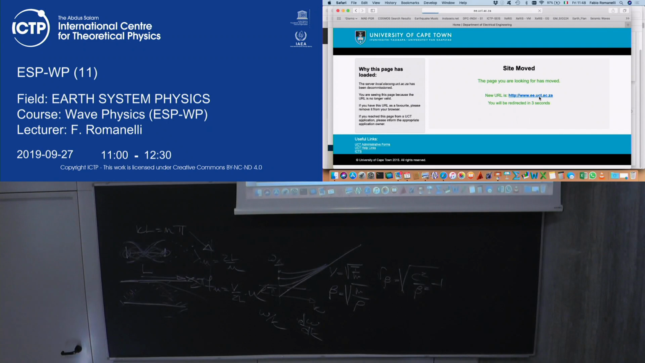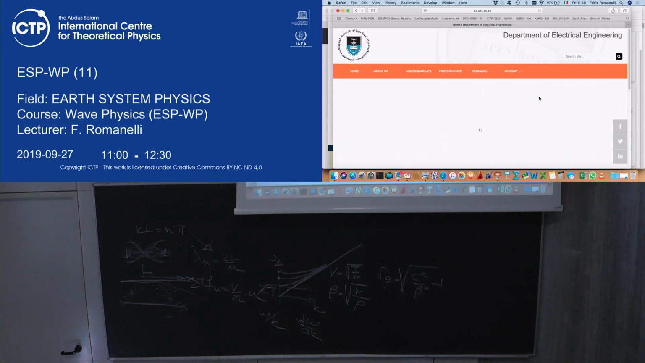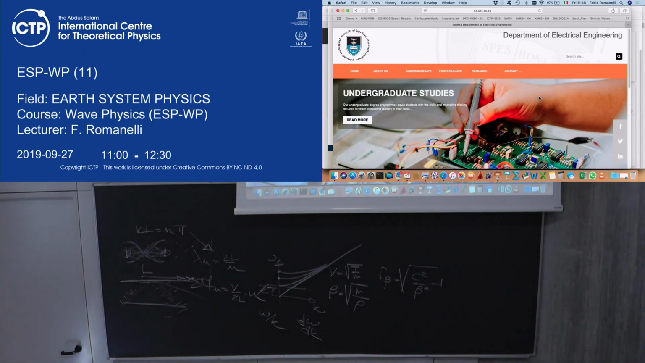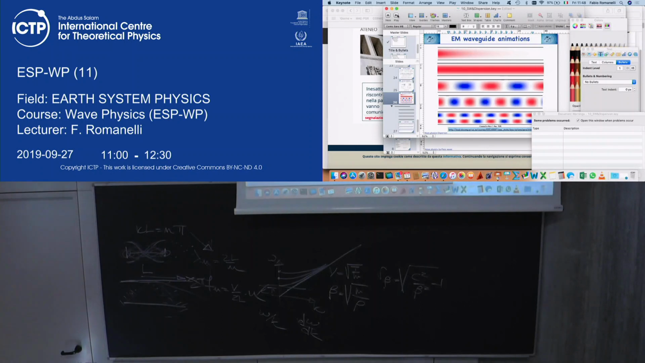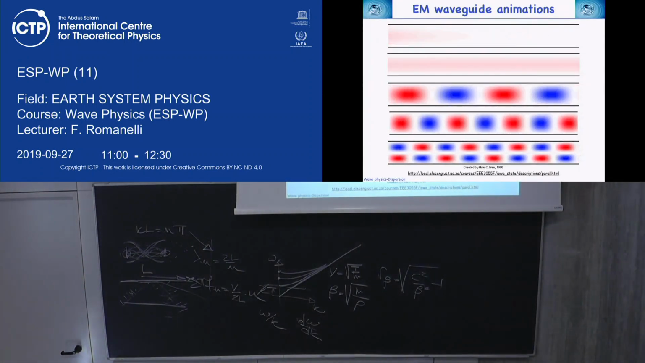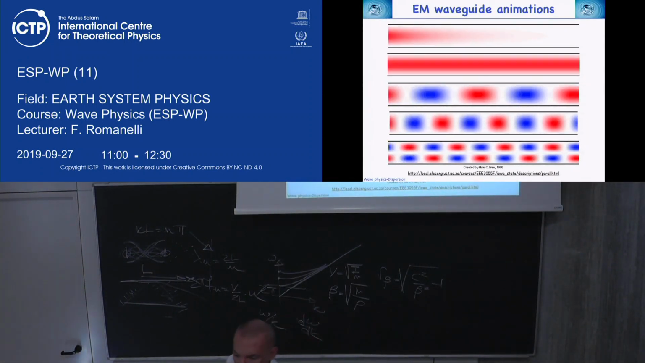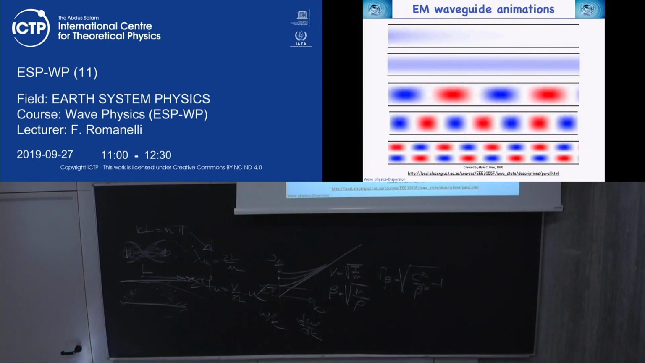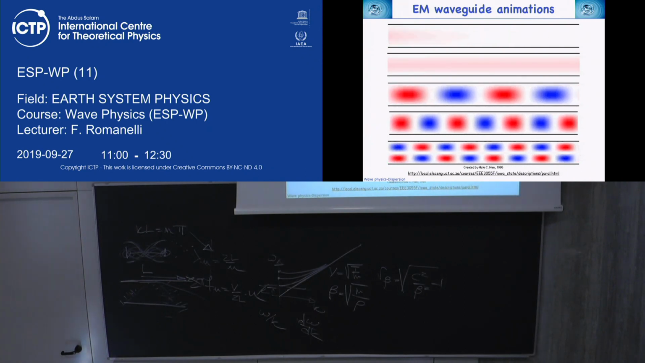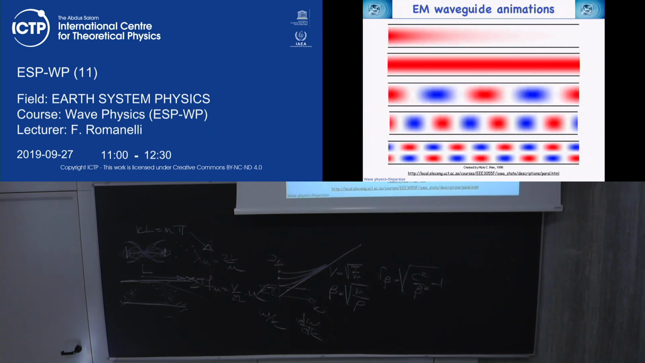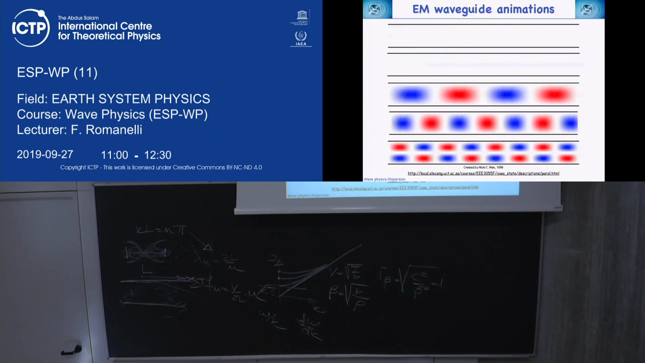Well, part of your, it was a researcher dealing with optical fibers. Department of Electrical Engineering. What are we doing here? That's why I was grabbing these ones. Now, these are animations for EM waveguides, optical fibers. They are a very good process of visualization. They do not totally fit, but okay.